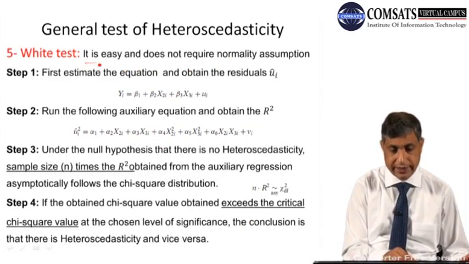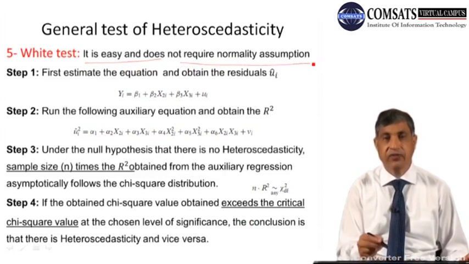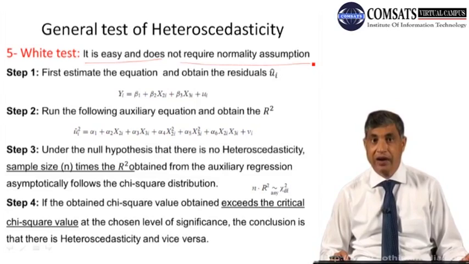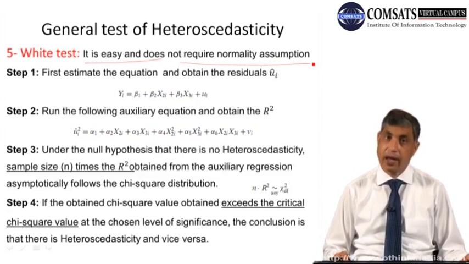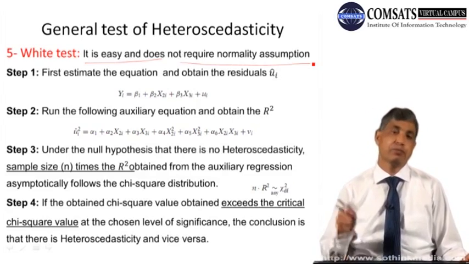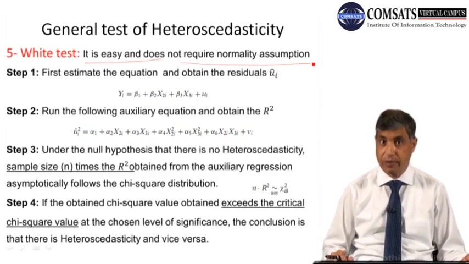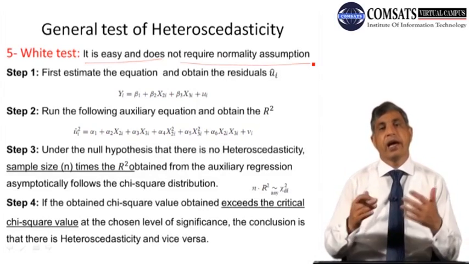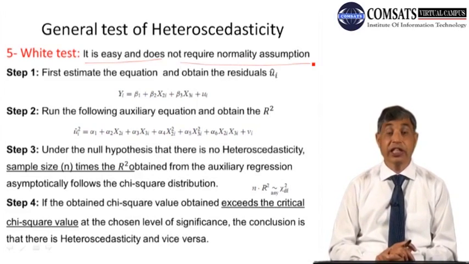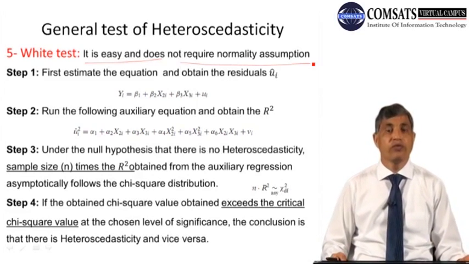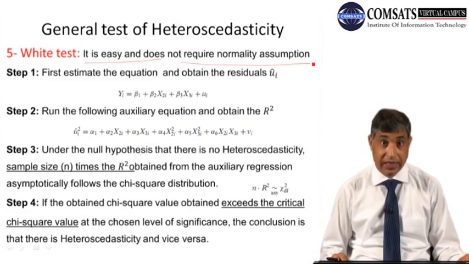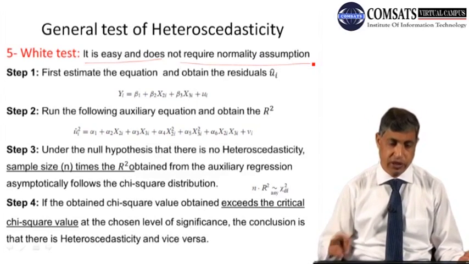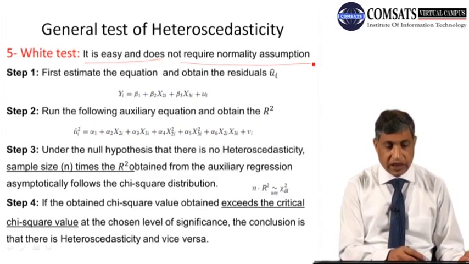Why this test? It is easy and does not require the normality assumption. It has two very interesting things. In the previous test, the Goldfeld-Quandt test, we assumed that our error terms are normally distributed. Every assumption is a good assumption, but it puts some restriction on the behavior of the variable. So if we can go without any assumption, it is better as compared to going with many assumptions. But it doesn't mean that the assumptions are unnecessary. If there is no way out, we need some assumptions. This is the White test.